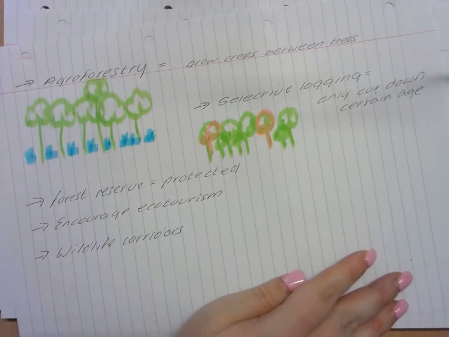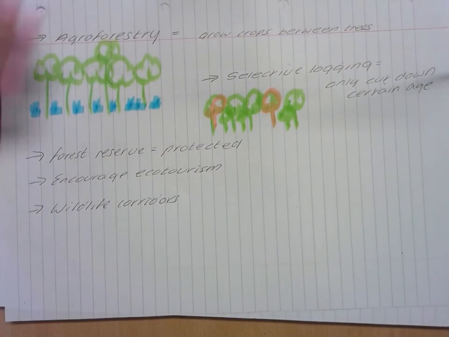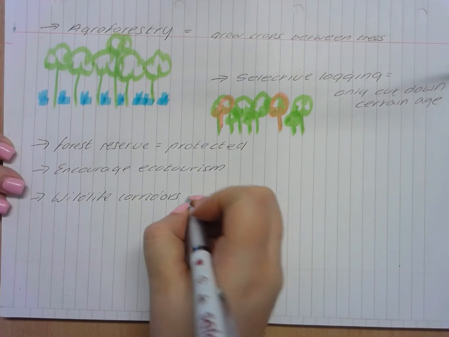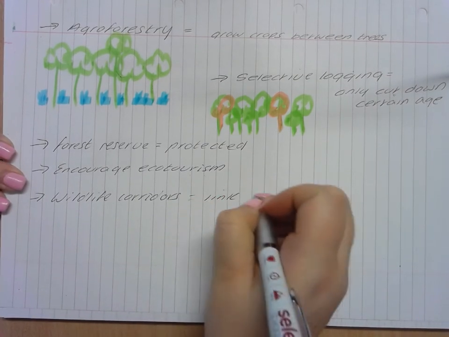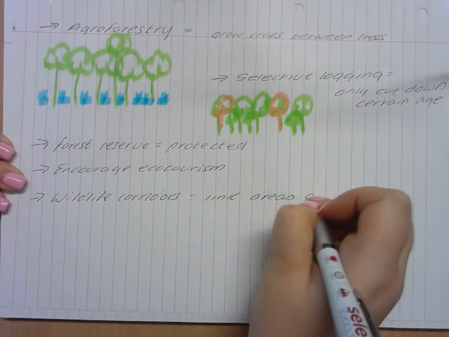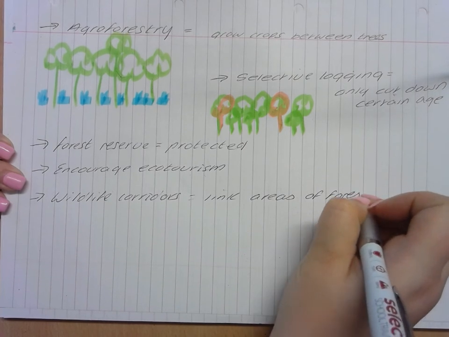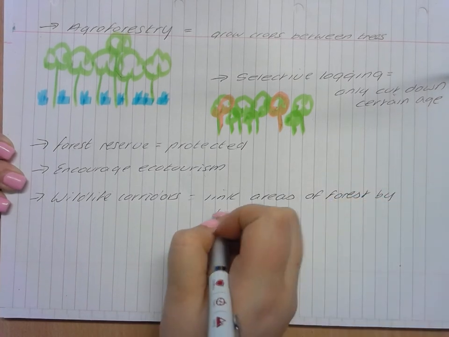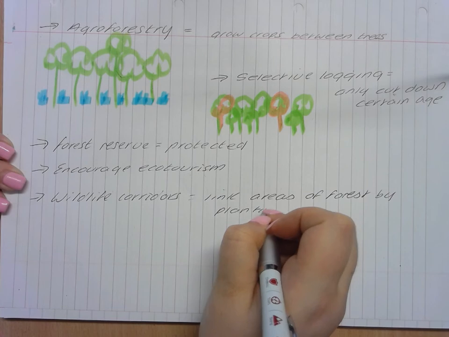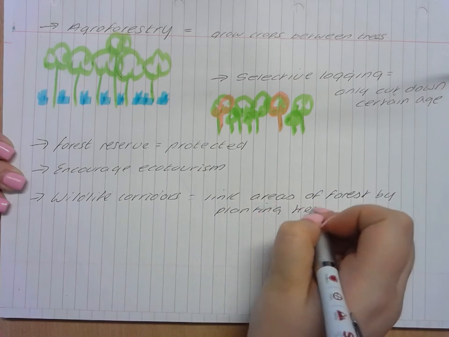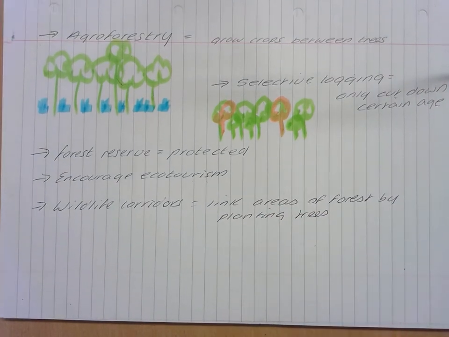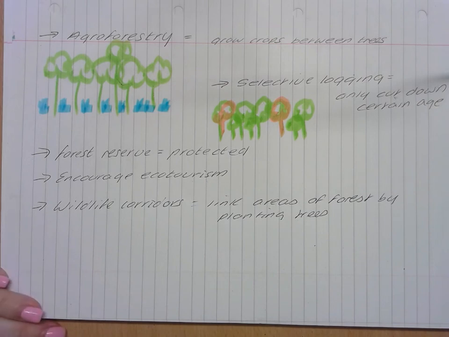So wildlife corridors link areas of the forest with trees by planting trees. Now, again, positives and negatives. It's going to require countries to work together properly. They're probably not going to make money from doing it either. It's just good for the environment.